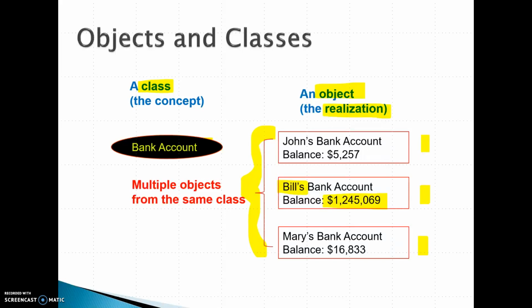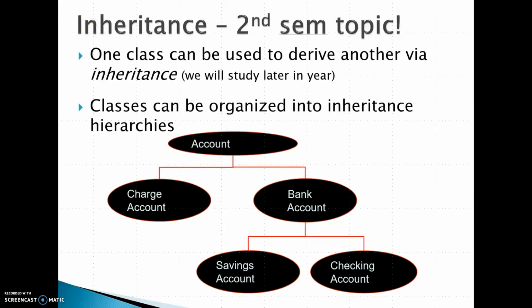And then we have Mary's account with her balance. So these are 3 different objects of the bank account class. Now, one of the things that we'll talk about second semester is the idea of inheritance. And inheritance allows one class to be used to derive via another.